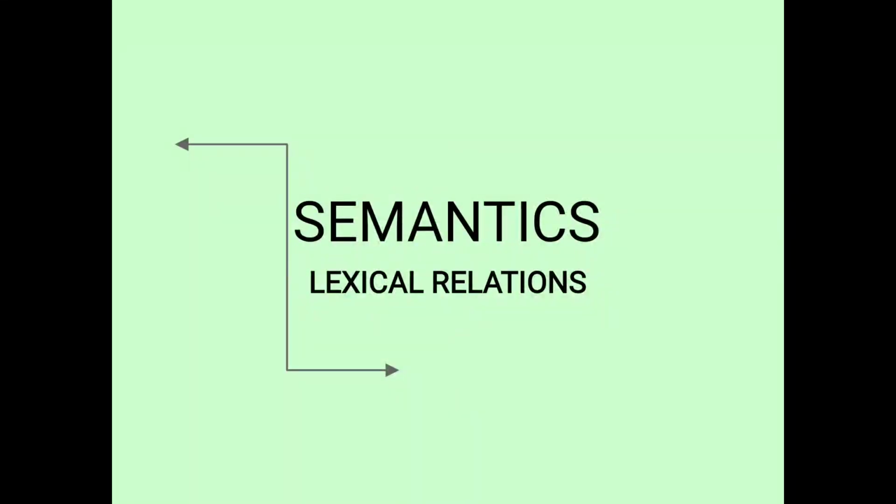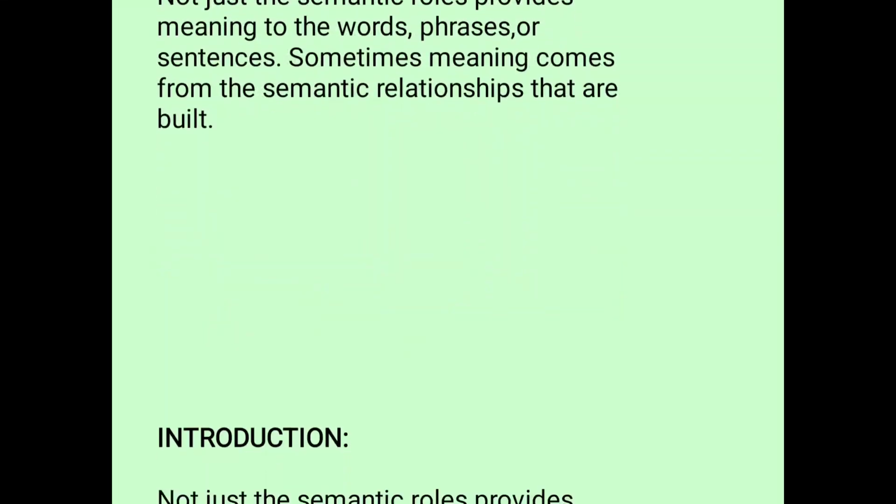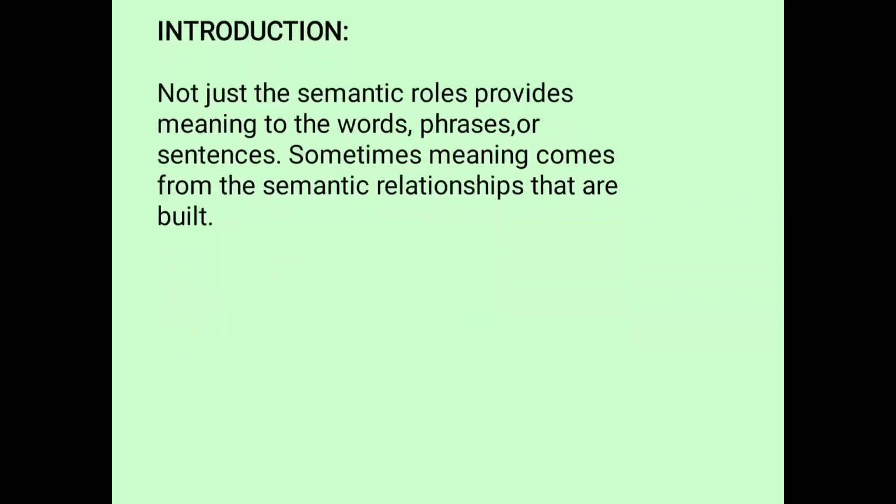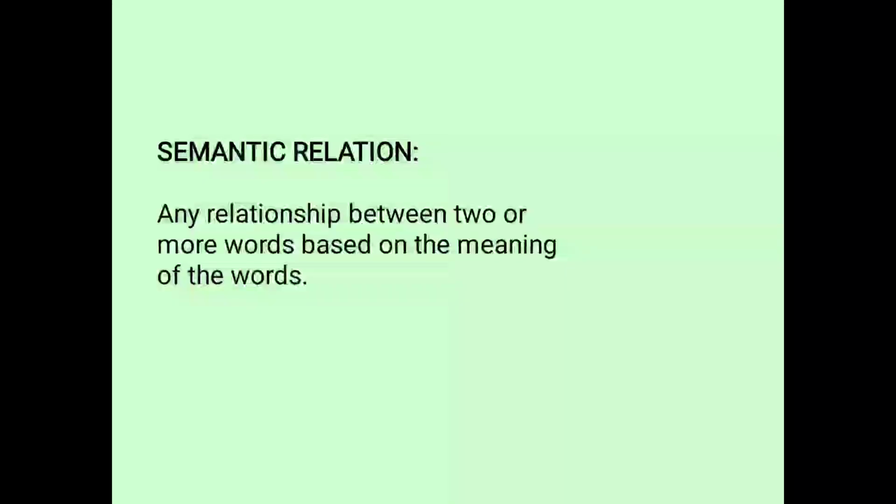In this lecture, we are going to discuss lexical relations in semantics. So, see its introduction. Not just the semantic roles provide meaning to the words, phrases or sentences. Sometimes meanings come from the semantic relationships that are built. Semantic relation: the definition of semantic relation is any relationship between two or more words based on the meaning of the words is known as semantic relation.